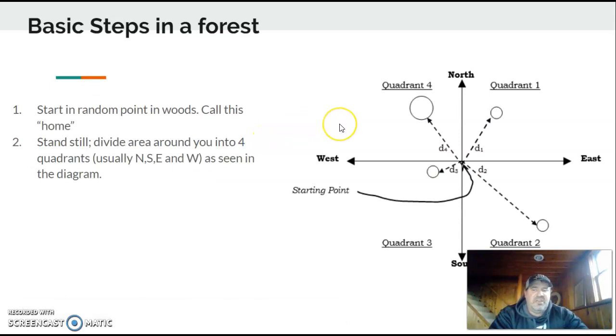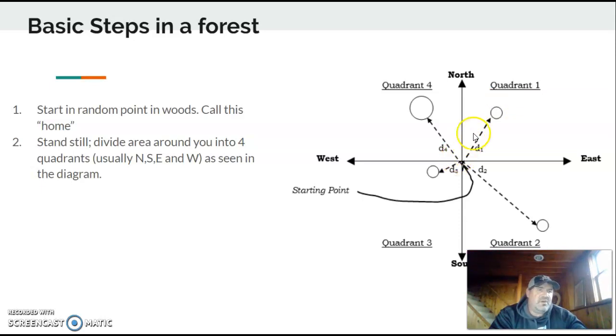All right. So ultimately, the main idea, without taking too much time here, is that you start at a starting point, and then you break your starting point into fourths, into quadrants. So you have quadrant 1, 2, 3, and 4. Usually they do it with north, south, east, and west, but it doesn't really matter. It's arbitrary. Then you determine the distance to the nearest tree that has a diameter at breast height, like at your chest, of 10 centimeters or more. So 10 centimeters is only 4 inches.